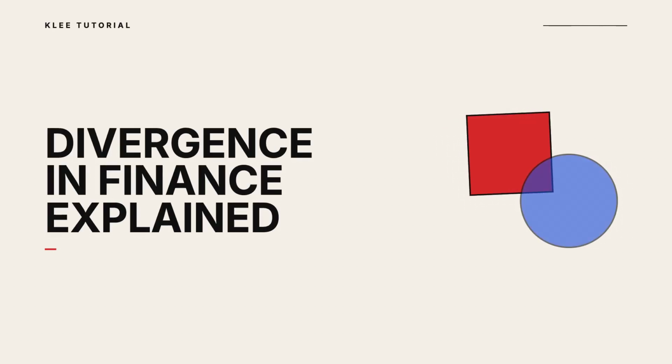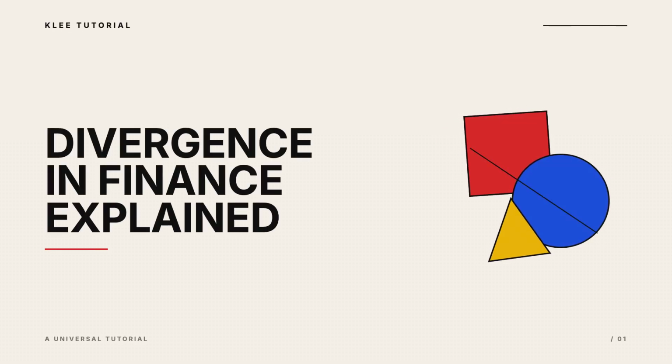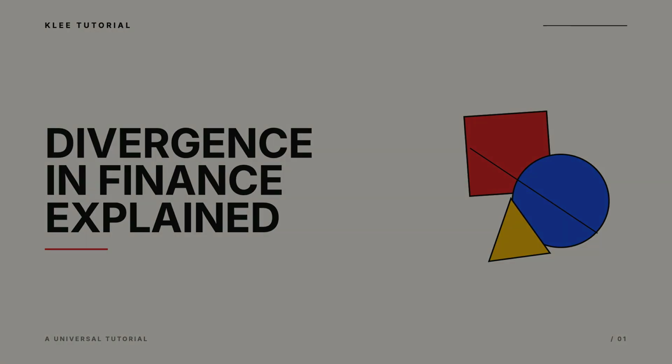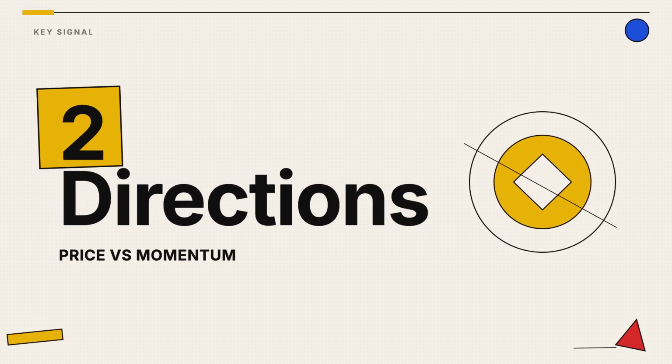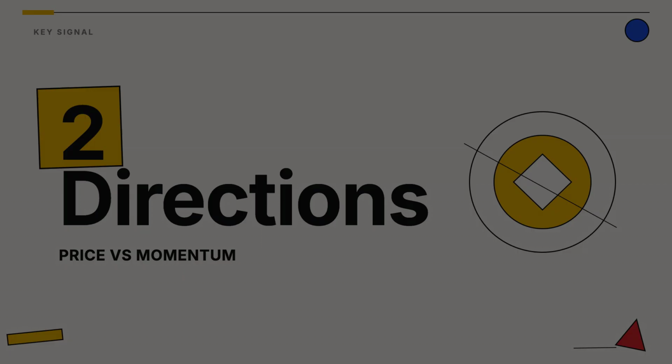In technical analysis, divergence happens when an asset price and a momentum indicator move in opposite directions. Let's see what this means. Divergence is a signal that the current trend might be losing its steam or strength. It occurs when the price makes a new high or low, but the indicator fails to follow that same path.